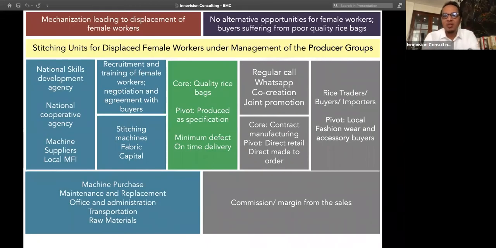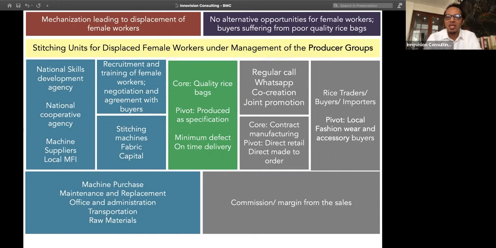Now, on the core, on the grid, you have quality rice bags, but also you have some pivots. But before going to the grid, let's focus on the systemic constraint and the pain point that I asked all of us to pay attention to. The systemic constraint that we started with was mechanization leading to displacement of female workers. And as I said, the pain point for the female workers is that there are no alternative opportunities. They're losing their jobs. And for the buyers, the pain point is poor quality of the rice bags. And the solution, as I said, was setting up stitching units for displaced female workers under management of the producer groups.